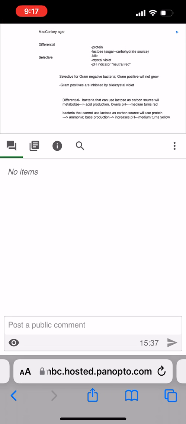So in general, differential and selective media, this is specific for MacConkey, right? A general differential medium is one that can differentiate between different types of bacteria, and I'll be showing you these in a couple weeks. Selective media are also very specific and can give you growth of some bacteria over others. There's a book called the Difco Manual, made by a company called Difco, and it's got about 1,000 different types of differential and selective media for different types of bacteria.